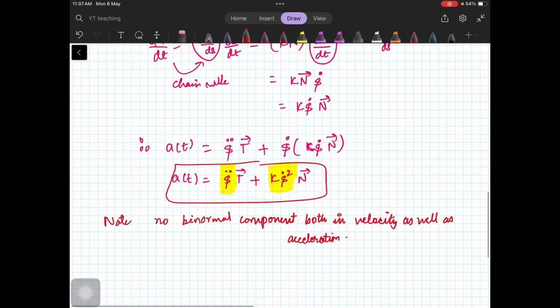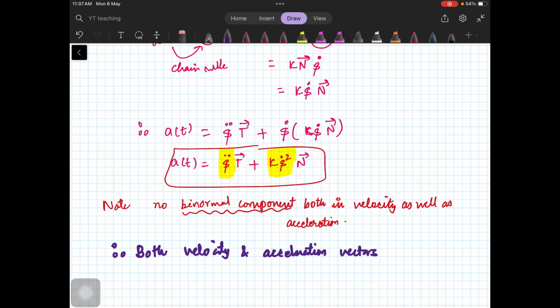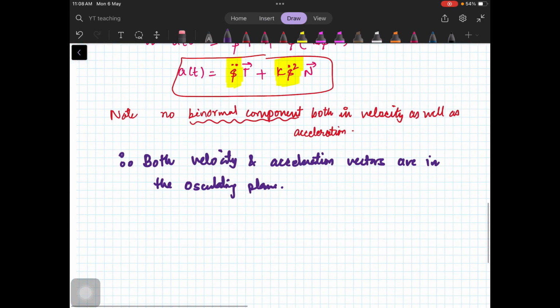Okay. So that means, because there is no binormal component, we can claim that both velocity and acceleration vectors are in the osculating plane. They are in the osculating plane. They are not having anything outside that plane. Okay, so do you understand what we are doing here?